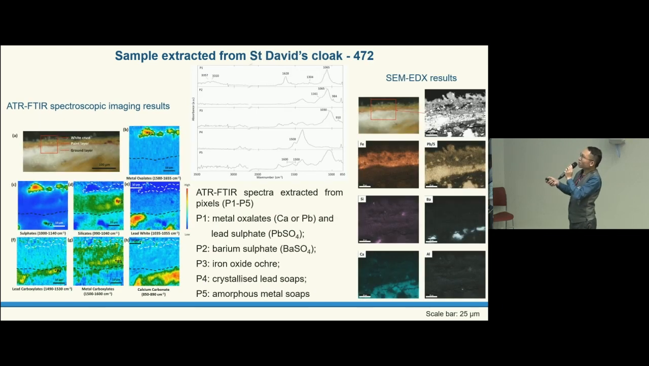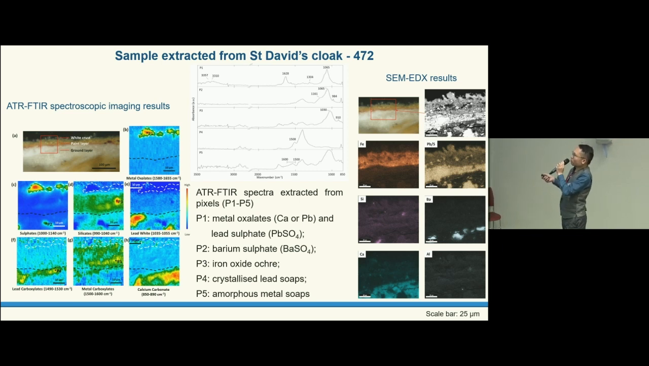And the second sample, extracted from St. David's cloak, also has this white crust problem. And we identify metal oxalate and sulfate on this white crust layer. By combining the SEM results, we may assume that the metal oxalates may be calcium or lead based.